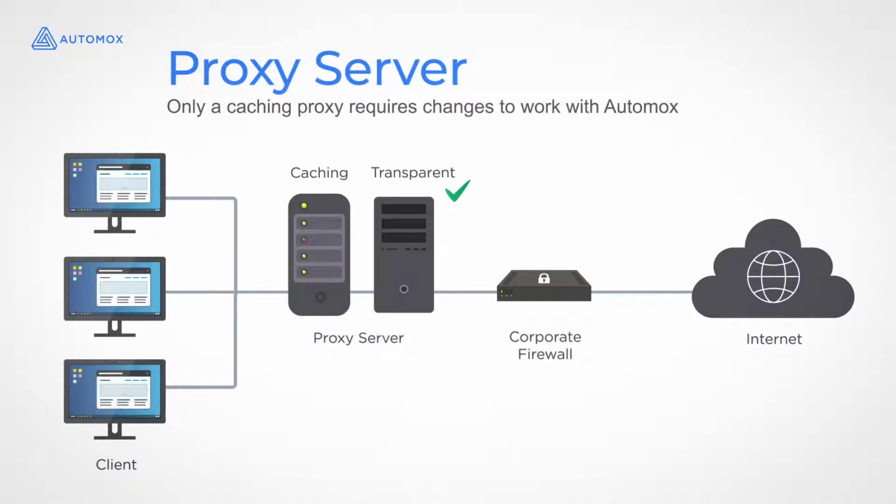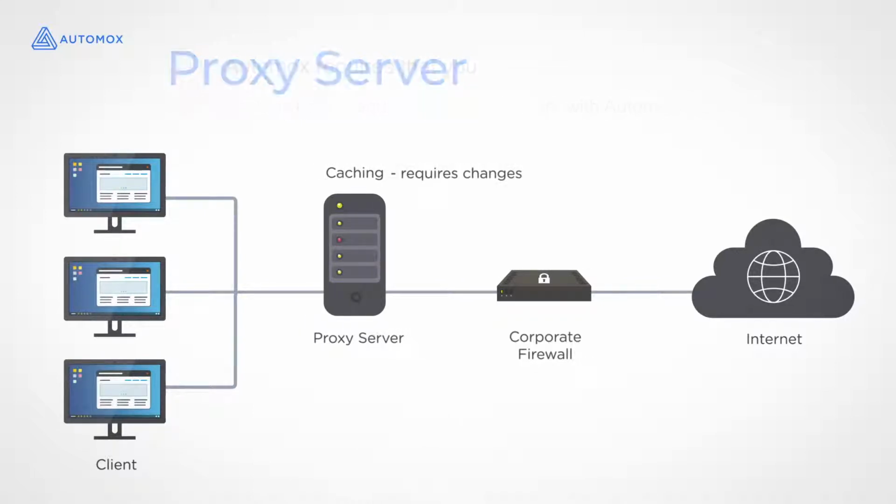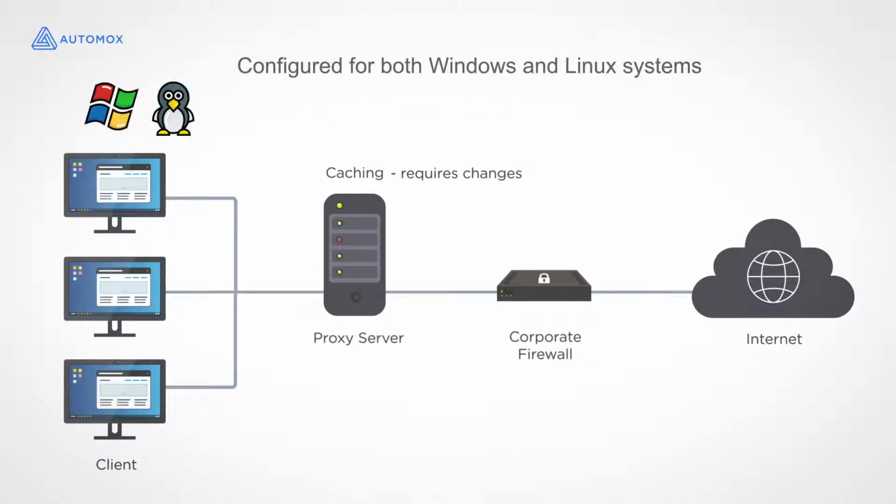If your environment is using a normal caching proxy, you can still use Automox. Automox requires that you configure clients with an HTTP proxy system environment variable. This can be configured for both Windows and Linux systems.